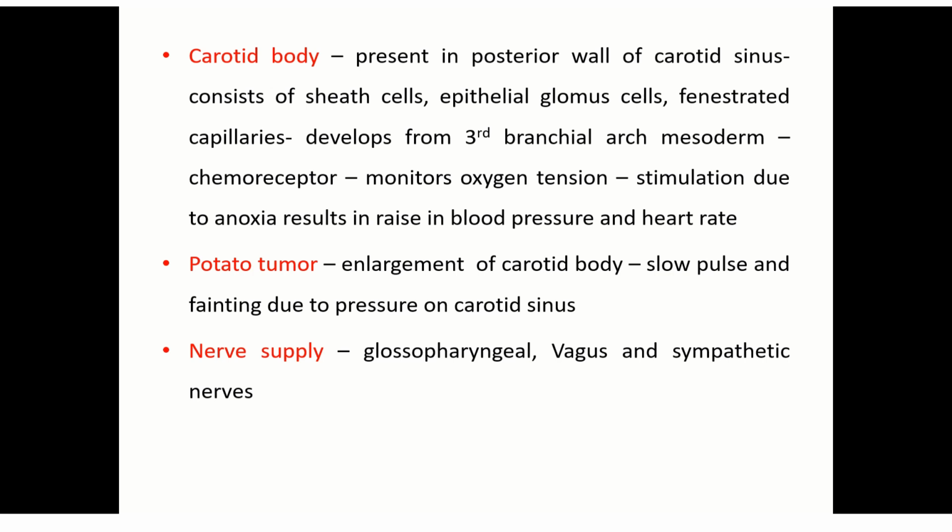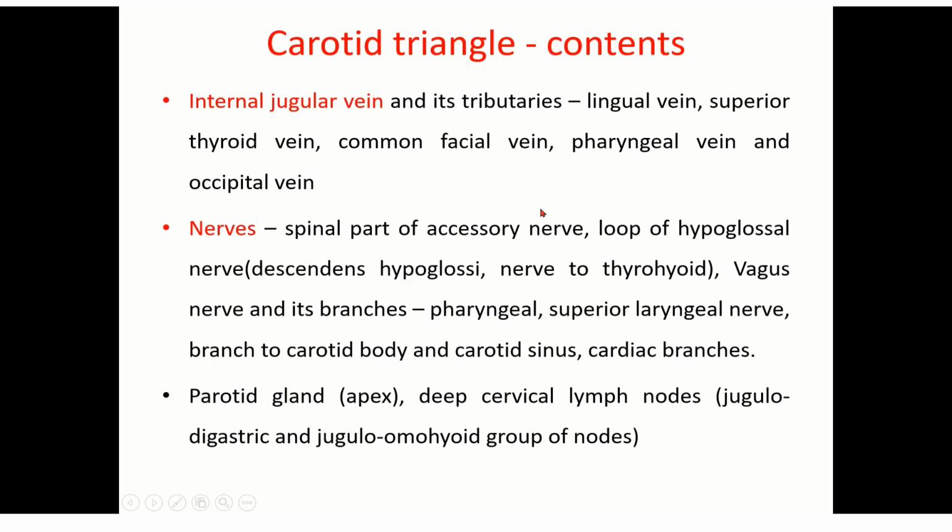There is a tumor of the carotid body called potato tumor. It enlarges and compresses the carotid sinus, resulting in slow pulse and fainting. This is also supplied by the glossopharyngeal, vagus, and sympathetic nerves. So the other contents will be the internal jugular vein and its tributaries.